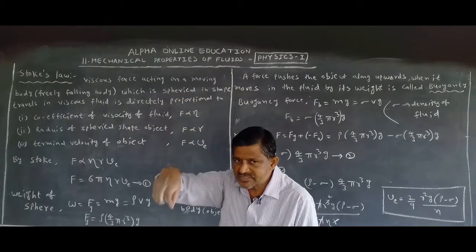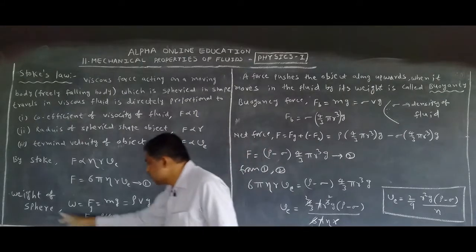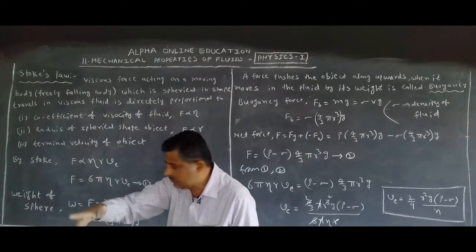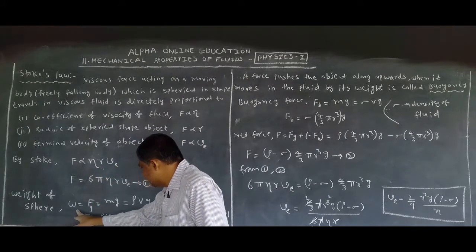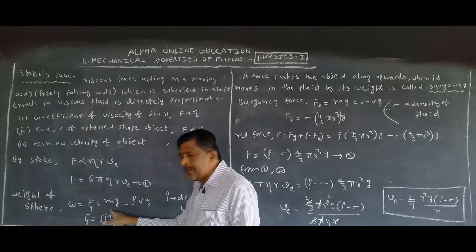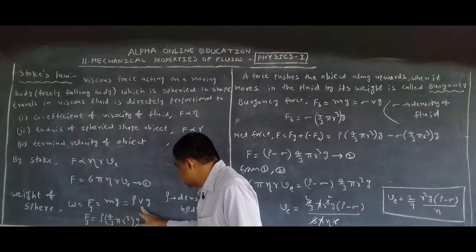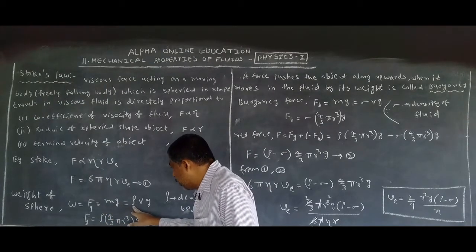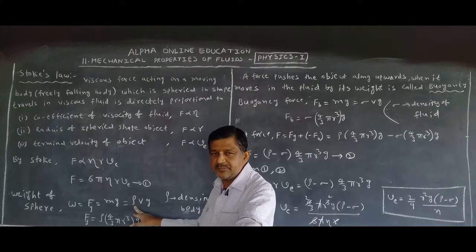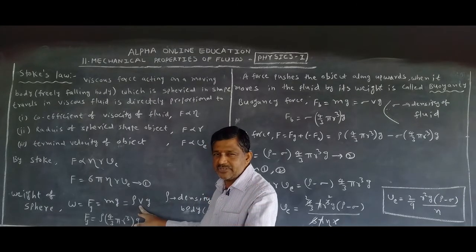It moves downwards by gravity. So the weight of the spherical object, W, is equal to Fg, which is mg. What is m? Mass. How can we write the mass? Density into volume, rho into V. Rho is the density of the spherical object, and V is the volume of the spherical object.